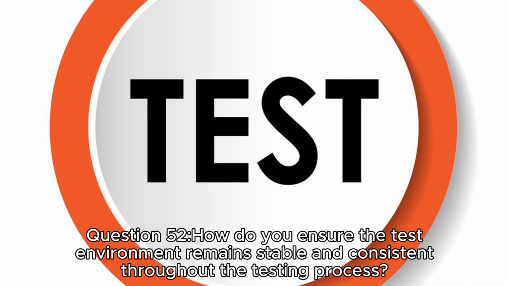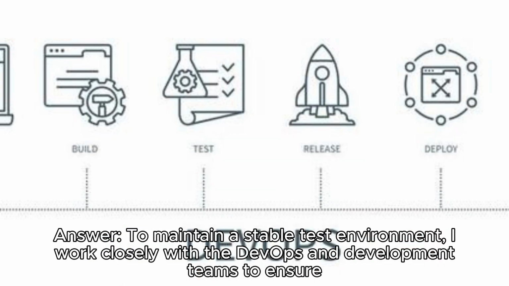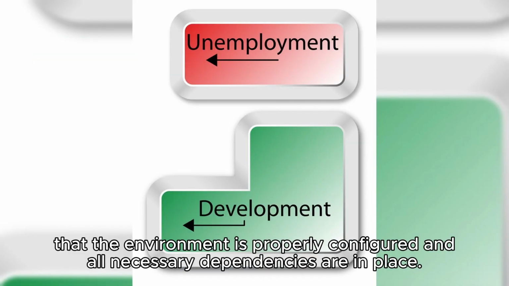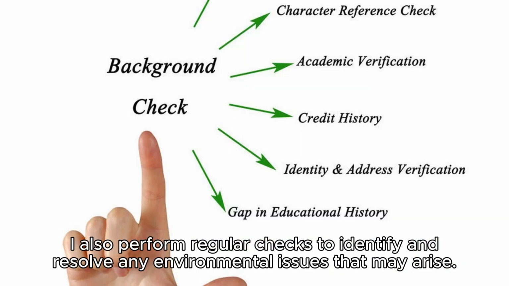Question 5.2. How do you ensure the test environment remains stable and consistent throughout the testing process? Answer: To maintain a stable test environment, I work closely with the DevOps and development teams to ensure that the environment is properly configured and all necessary dependencies are in place. I also perform regular checks to identify and resolve any environmental issues that may arise.